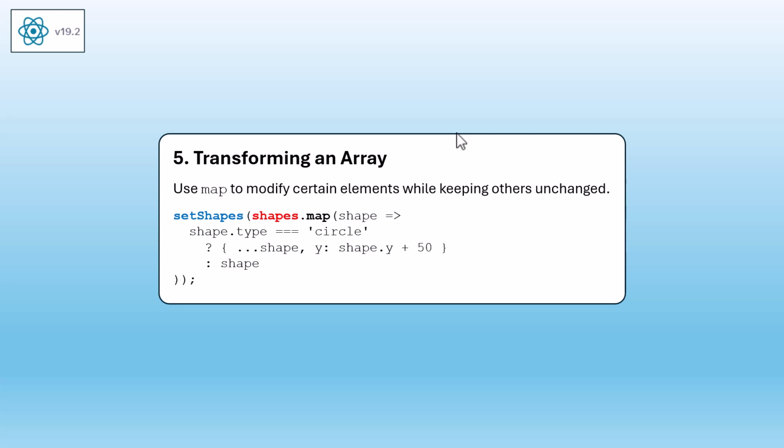5. Transforming an array. If you need to modify one or more items inside an array, use the map method. Map allows you to transform each item by returning a new version of it while leaving others unchanged. You decide inside your mapping function what to modify and what to keep as is. This is very common when you want to adjust certain properties of items or when only specific elements should change.